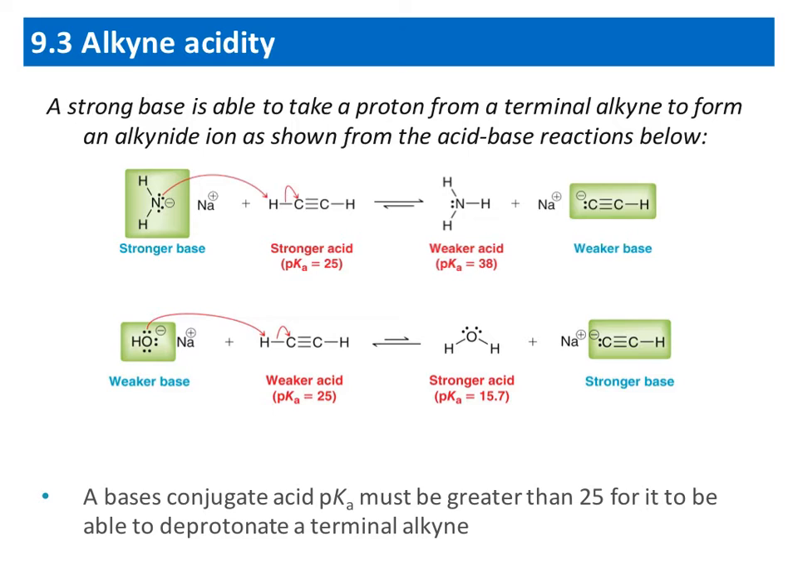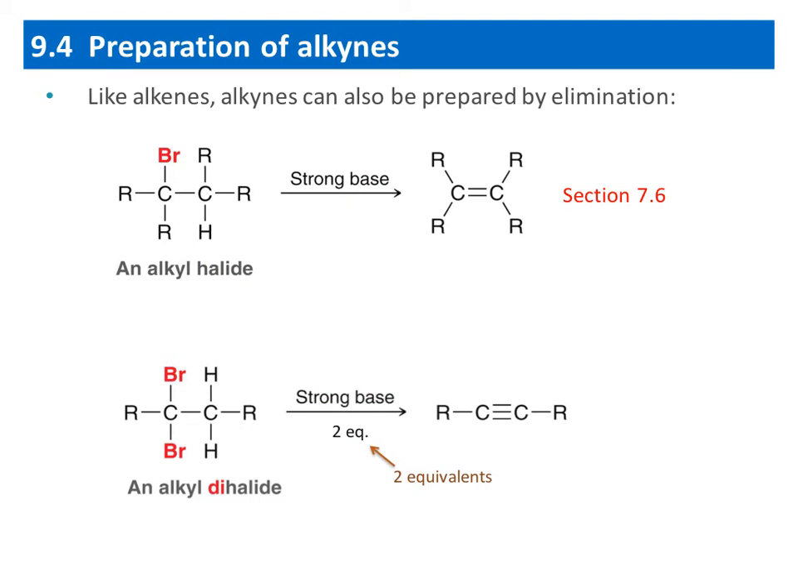Now in your textbook there is a table 9.2 that gives you the list of bases that can deprotonate a terminal alkyne. Basically, bases whose conjugate acids have a pKa more than 25, such as sodium amide, can deprotonate an alkyne. This slide is also a review of what we learned in chapter 7.